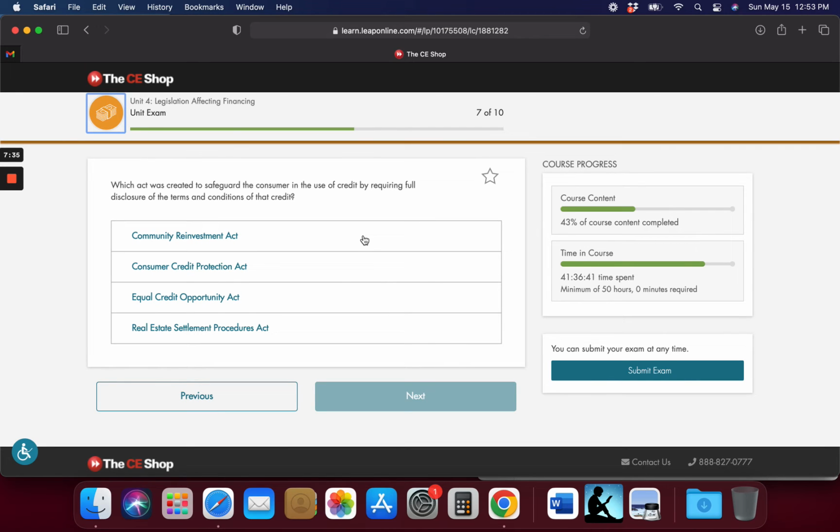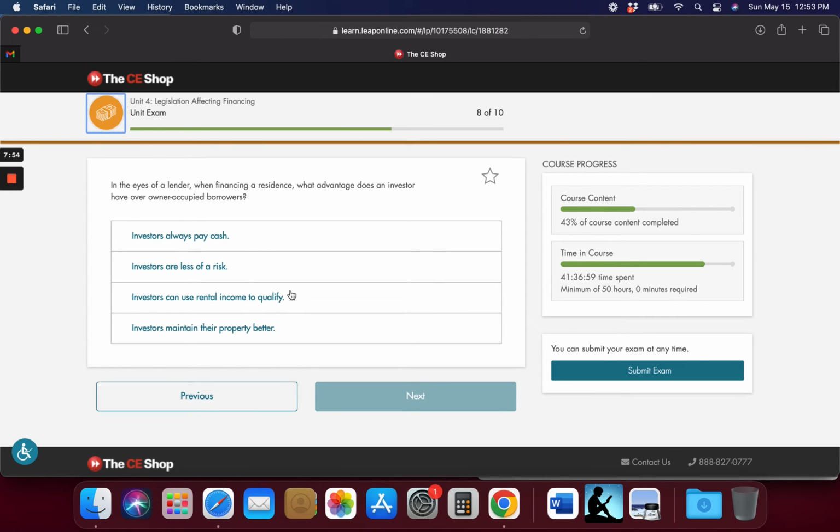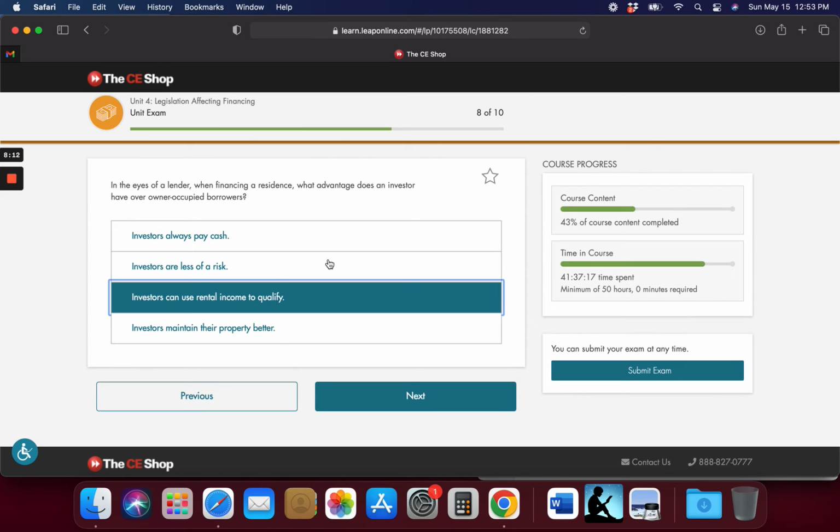Which act was created to safeguard the consumer in the use of credit by requiring full disclosure of terms and conditions? I want to say Consumer Credit Protection. In the eyes of the lender when financing a resident, what advantage does an investor have over owner-occupied buyers? They can use their rental income to apply. I'm not sure, because some of these are not always true.